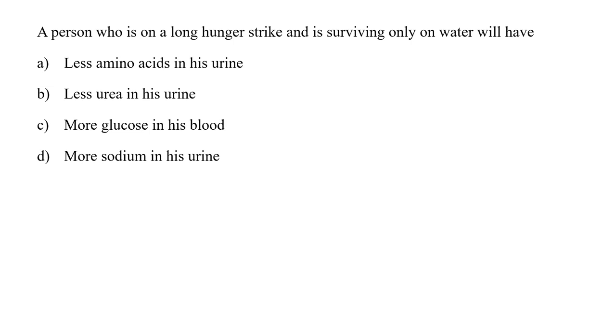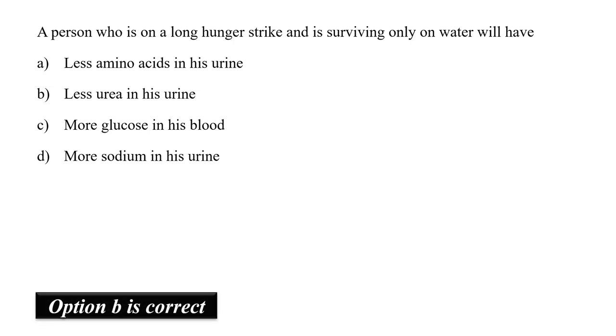A person who is on a long hunger strike and is surviving only on water will have less amino acid in his urine, less urea in his urine, more glucose in his blood, or more sodium in his urine? See, a person on a long starvation must have consumed all his stored food like glycogen and protein. Since there is no longer stored food available, it cannot be degraded to produce urea. And since he is surviving only on water, there will be an absence of urea in his urine. So option B is the correct answer.